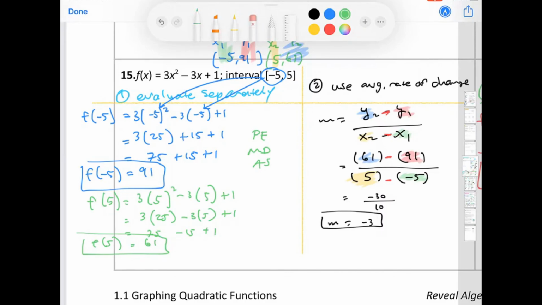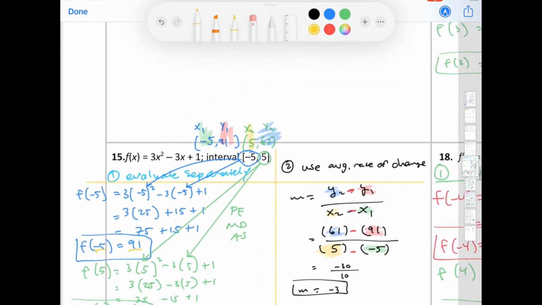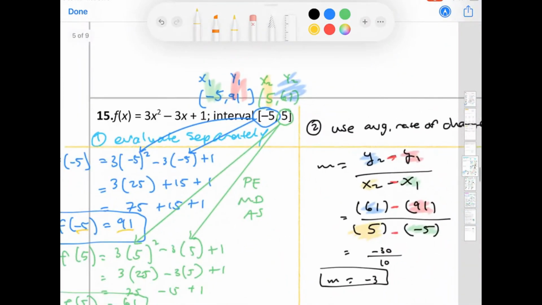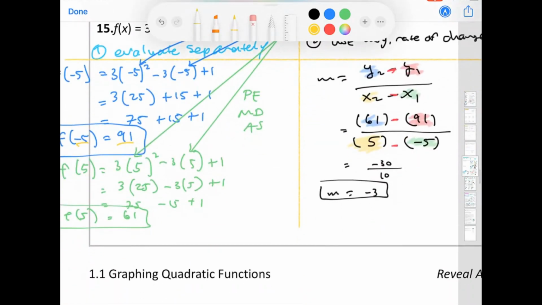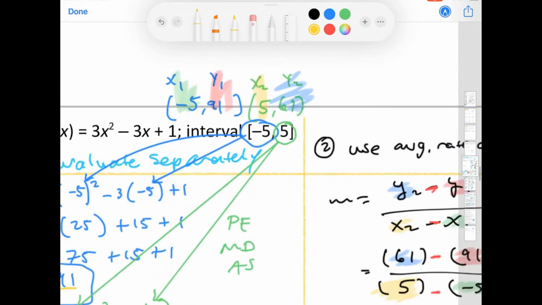And then the second part of the interval, you're going to put it into the function as well. And you evaluate it and you get 61. So you put in -5 into the blue, and you got an output of 91. So your order pair there is -5, 91, which is my blue order pair up here. And then if you put in 5 for the green, your output is 61, and I put it over here in my second order pair.